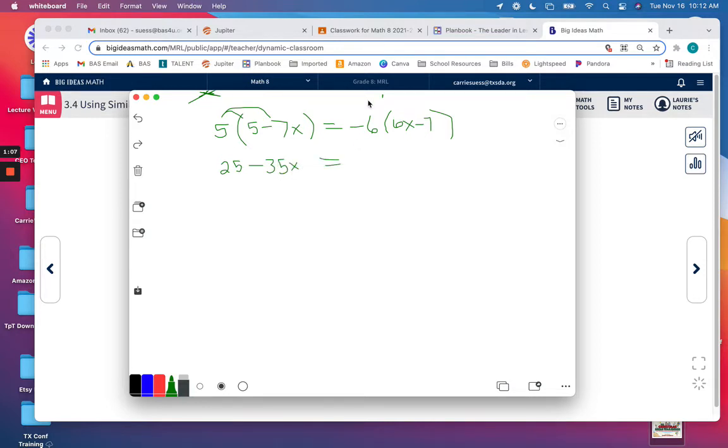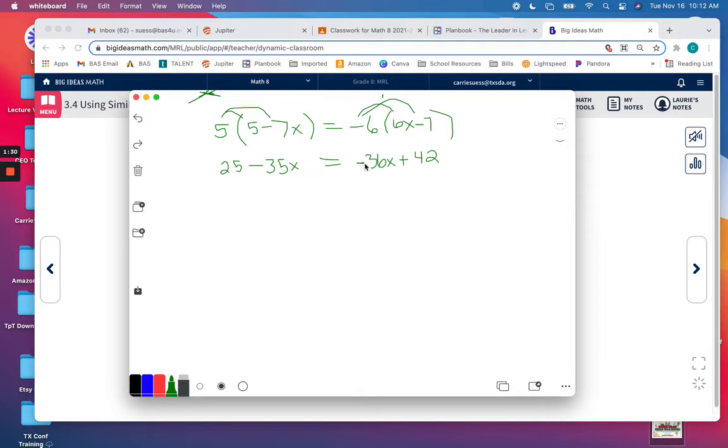Okay, now we distribute over here. Negative 6 times 6. Negative 36x. Negative 6 times negative 7. Positive 42. No x. All right, so now we combine like terms. So I'm going to move this x stuff over here and then the non-x stuff over here.